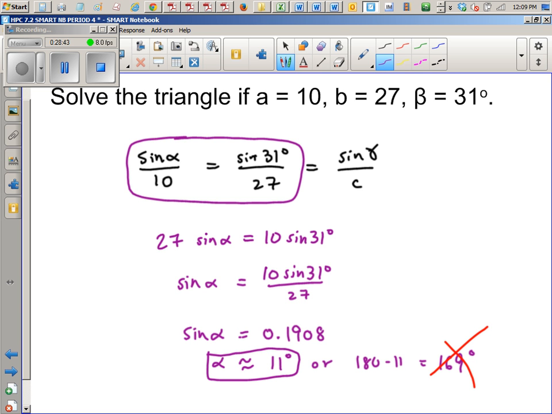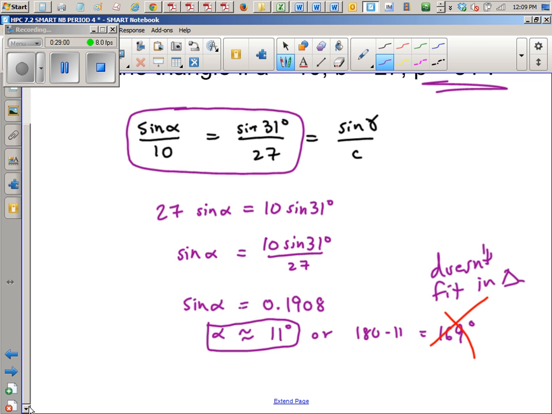Now, if that angle had fit in the triangle, I would keep it. Okay? But I'm not keeping it. It doesn't fit in the triangle. I've already got 31 degrees up here, see? Okay, let's move on then. Sine of alpha gave us 11 degrees there. So what we now know is that alpha is 11. But remember, beta was 31. So I think we can find gamma right now. Gamma is just going to be 180 minus 11 minus 31. So what's that? 138.